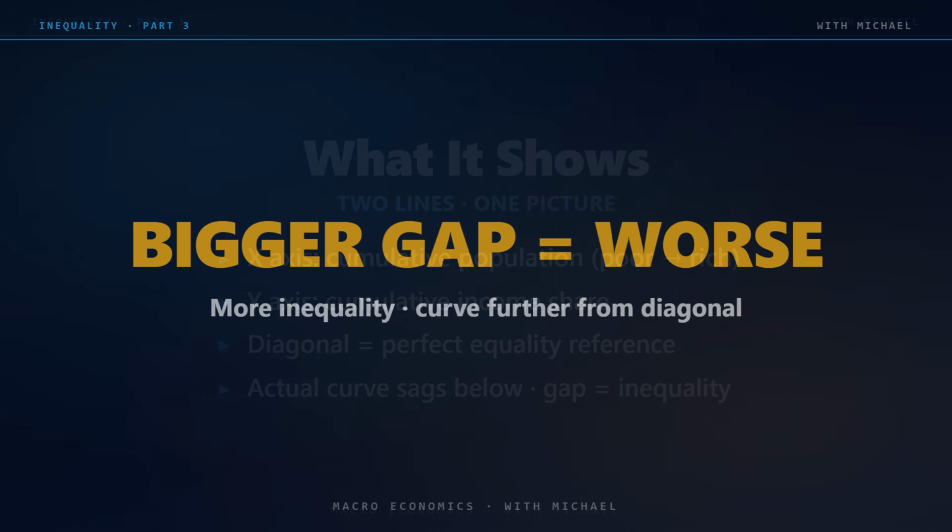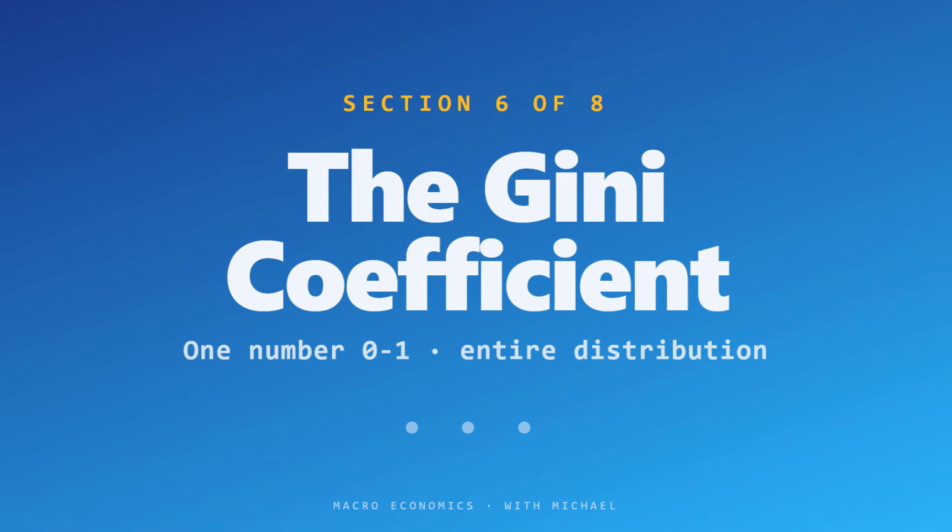Section 6. The Gini coefficient. The Lorenz curve gives a visual sense of inequality. The Gini coefficient gives us a single number. The Gini equals twice the area between the diagonal of equality and the Lorenz curve. By convention, it ranges from 0 to 1.